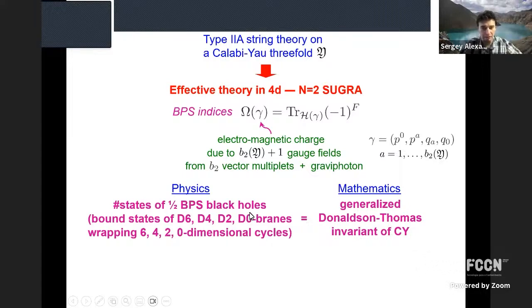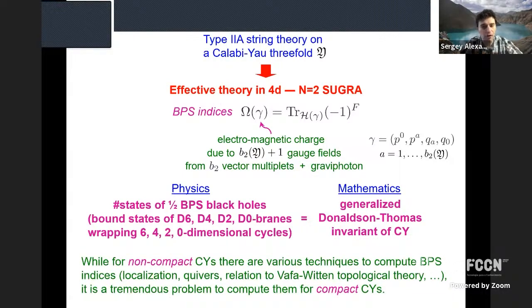And if we consider a non-compact Calabi-Yau, then we could use many different techniques to compute these BPS indices, such as localization, quivers, relation to some topological theories. But once we are on a compact Calabi-Yau, most of these techniques just don't work. And it's really a very hard problem to compute these BPS indices.